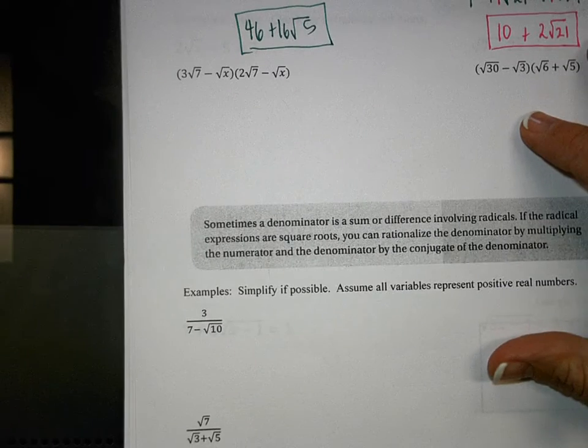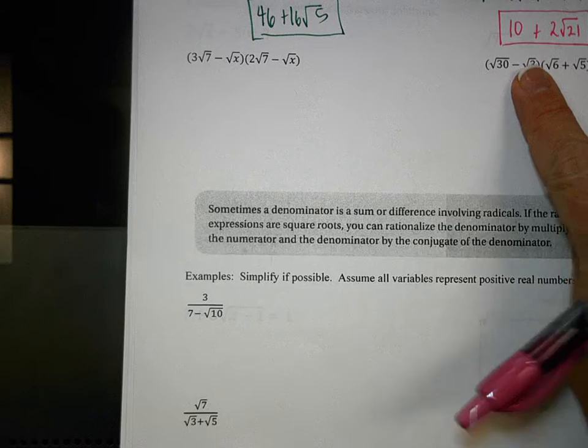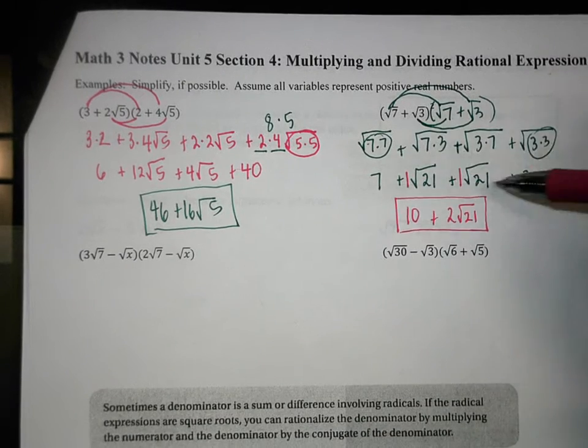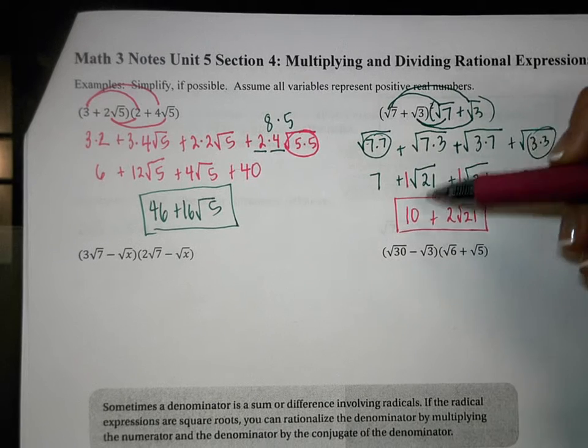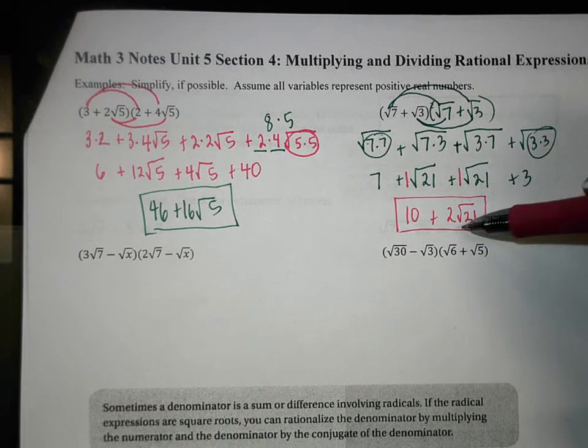Okay, moving on to the next problem. 10 plus 2 root 21. So each of these root 21s, if there isn't a number there, it's a 1. So these are both root 21, so we can combine them, and 1 plus 1 is 2.